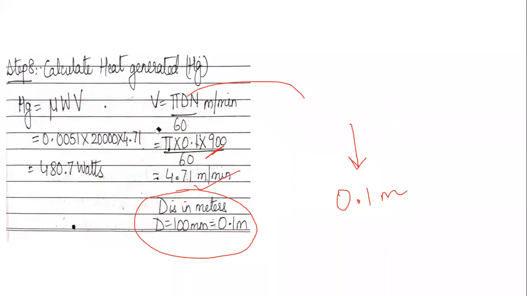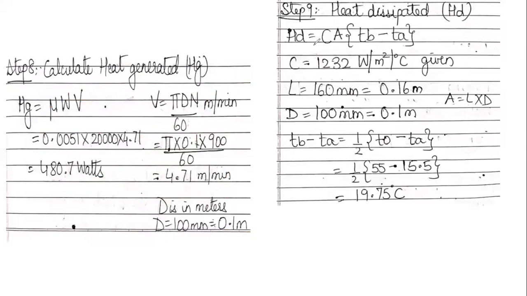Moving ahead, once heat generated is done, next is heat dissipated. Very quickly, heat dissipated value is C A (TB minus TA). C is given, heat dissipation coefficient 1232 watt per meter square per degree C. If it is not given, then for well ventilated bearings, I have also mentioned the range while we were discussing the step number 8 of design procedure of hydrodynamic bearings. You can go back and listen, and from there you can select the range. But here it is given 1232 watt per meter square per degree C.